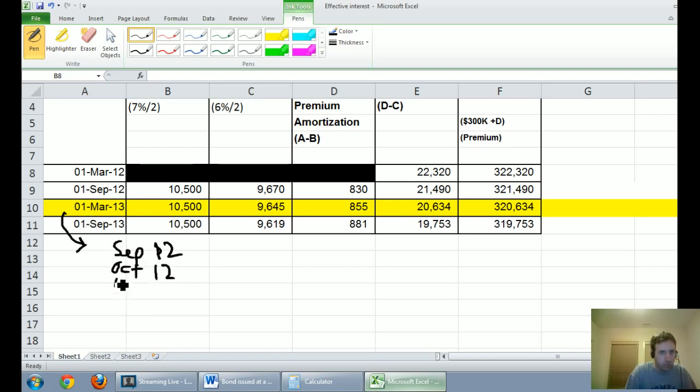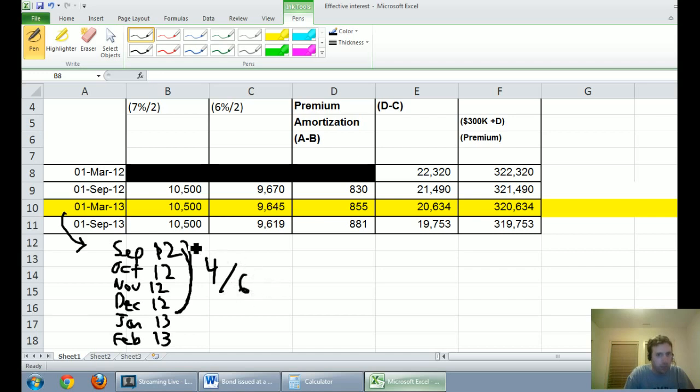October 2012, November 2012, December 2012, oh my goodness, January 2013, and February 2013. And again, we don't count March because March 1st is the beginning of March. So up to December 31st, we're interested in these 4 months, 4 out of the 6 months on the line. So again, that line represents semi-annual interest. It's 6 months worth of data. But we're only interested in 4 of the 6 months.